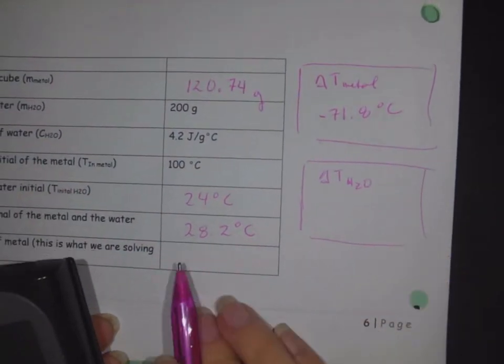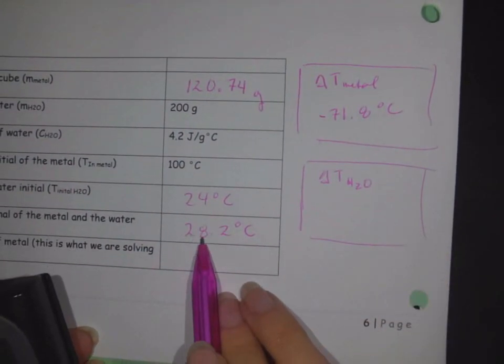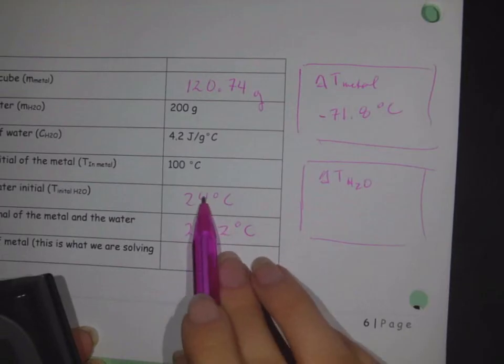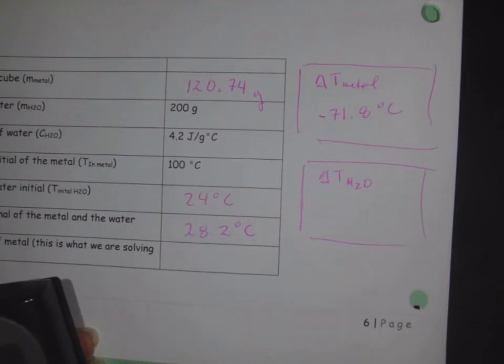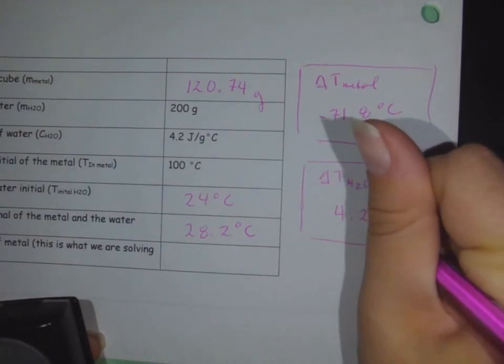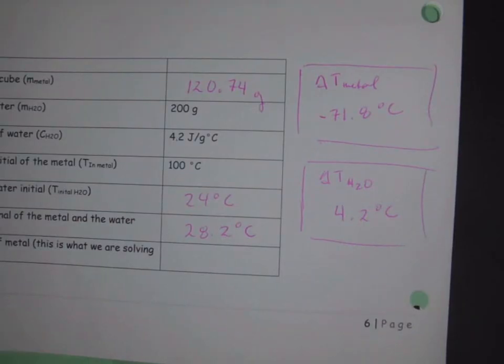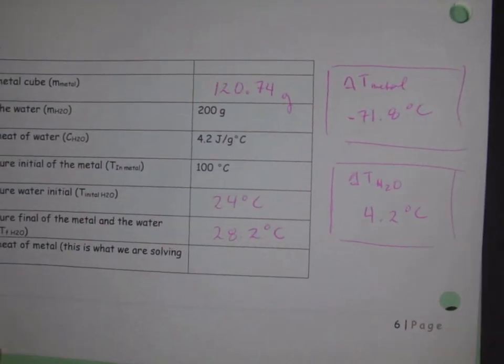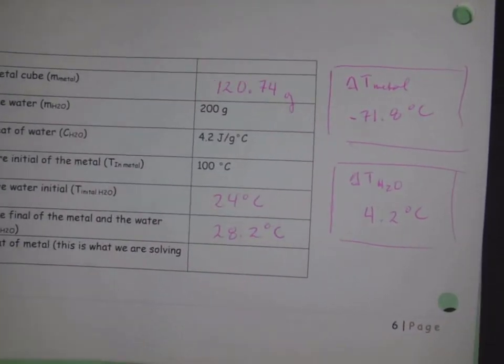Same thing for the water now, but the water is going to be a positive because it increased in temperature. So this is my final and this is my initial. So if I do my 28.2 and I minus it from the 24, then I increased by 4.2 degrees Celsius. Okay, so that information is going to be really helpful in calculating the specific heat.